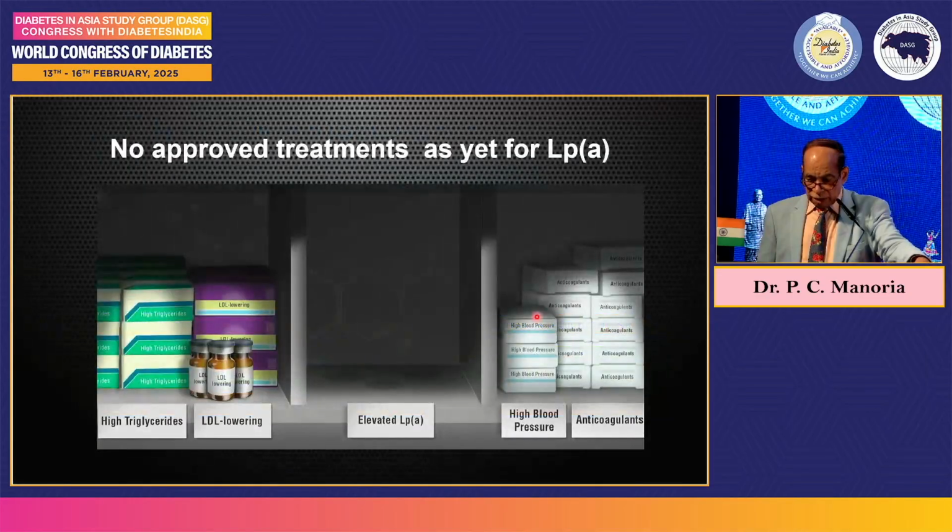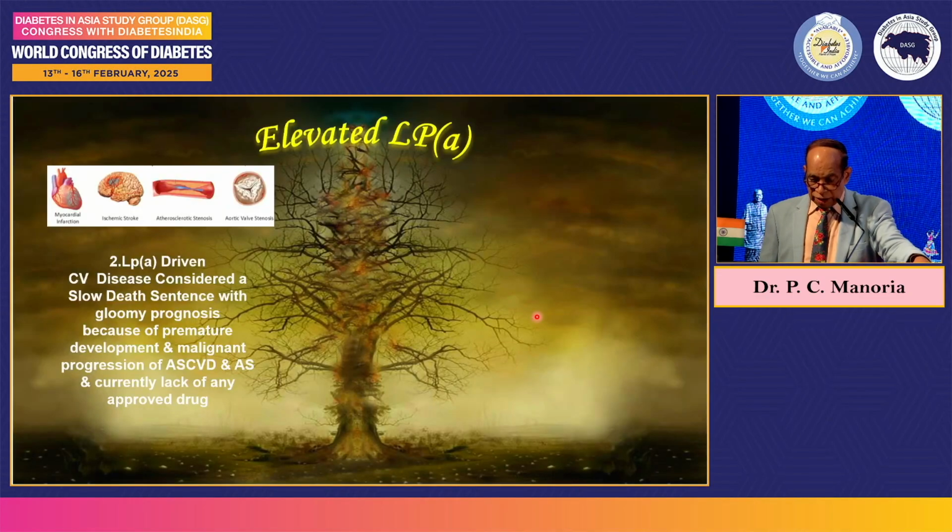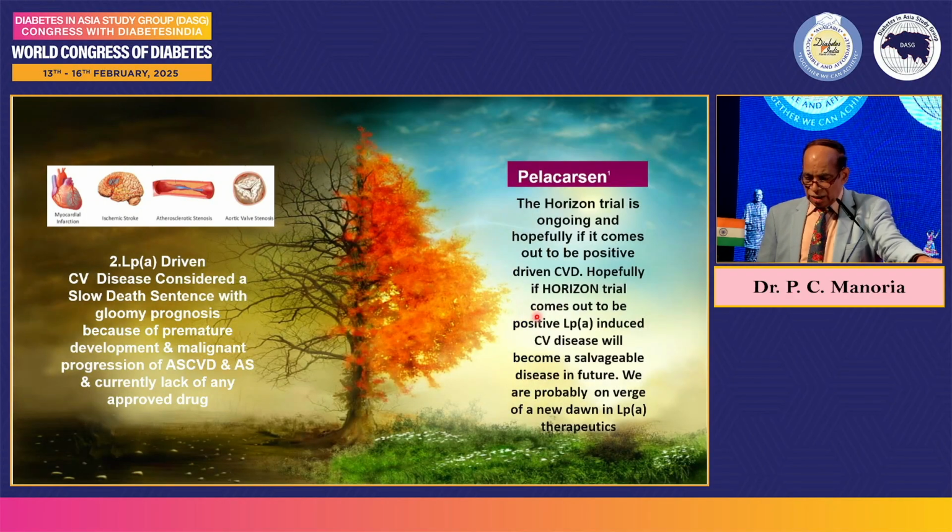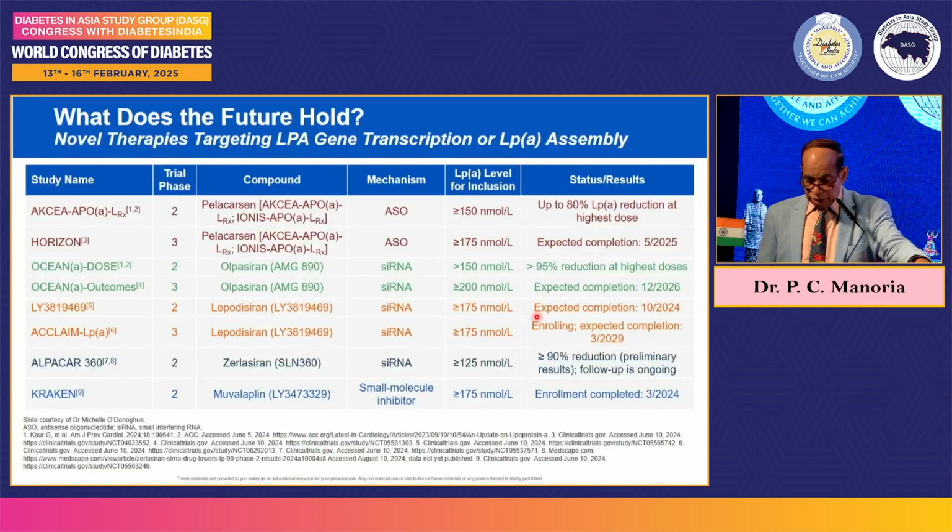These are the normal levels, no approved treatment at the moment, and LPA-induced cardiovascular disease is now considered to be a slow death warrant because of malignant progression, disease occurs early, but pelacarsen in the HORIZON trial is being evaluated. The trial is going to be released early, and if this comes out to be positive, this would emerge as a transformational therapy for LPA-induced cardiovascular disease, and there may be a new dawn of LPA therapeutics.